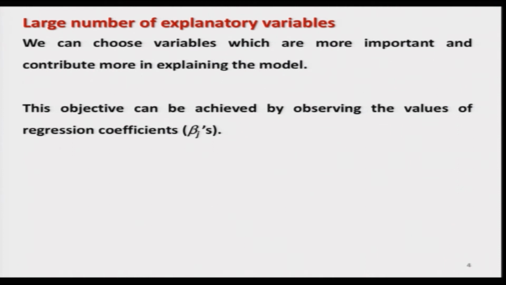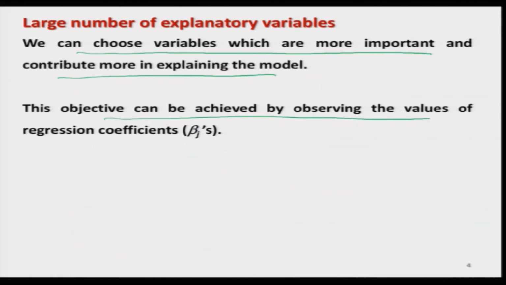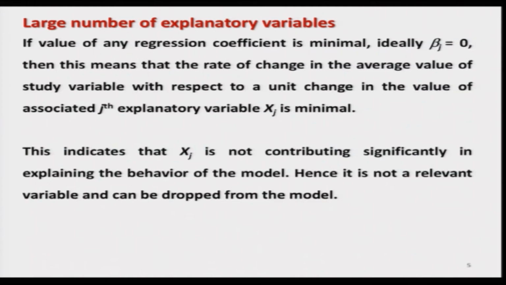Okay. So, now our objective is this: we have to choose those variables which are more important and contribute in explaining the model. This objective can be achieved by observing the values of the regression coefficients that we have already discussed. If you remember, we had discussed that if H naught, beta j equal to 0, is accepted, then how the model is revised.